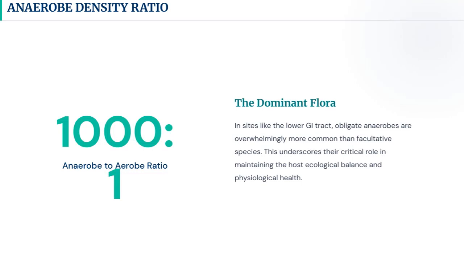In places like the lower gastrointestinal tract, obligate anaerobes vastly outnumber facultative species. This huge difference, a ratio of about 1,000 to 1, highlights just how essential these anaerobes are. They're not just present, they're the dominant players, crucial for keeping the host's ecosystem balanced and supporting overall physiological health. Understanding this ratio helps us appreciate the delicate harmony in our microbiome.